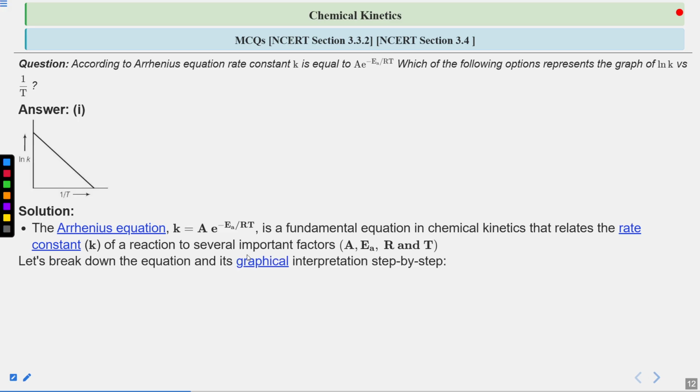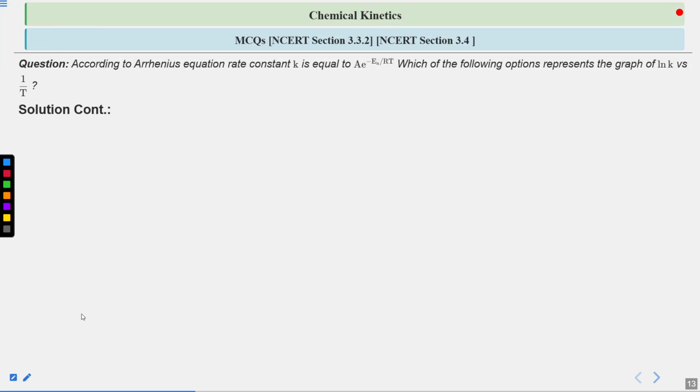Let's break down the equation and its graphical interpretation step by step. Let's see how from this equation you can get this graph between ln k and 1 by T. The first step involves taking the natural logarithm of the Arrhenius equation, because this has the e term. So for A e to the power minus Ea by RT, we take the log on both sides of the equation.